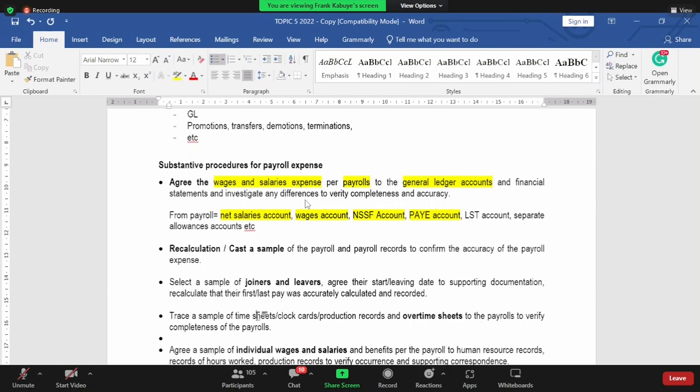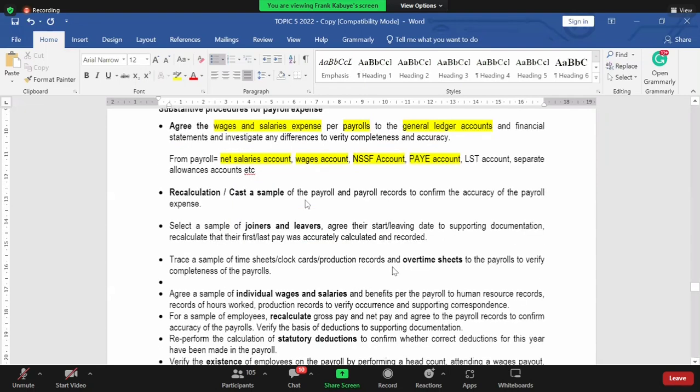Same as overtime sheets. For overtime, check that the overtime sheet is approved by the manager, by the line manager, to confirm that somebody really worked beyond the normal hours, and we only pay him for the time he has overworked.